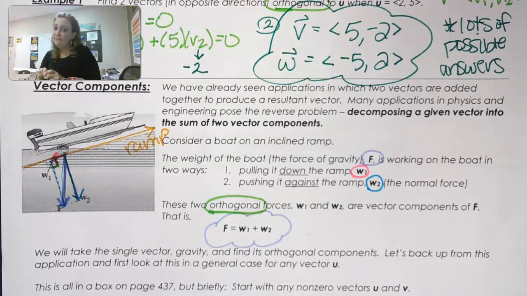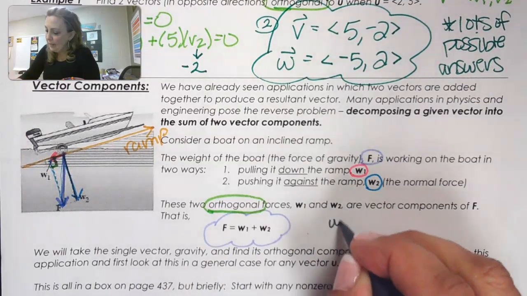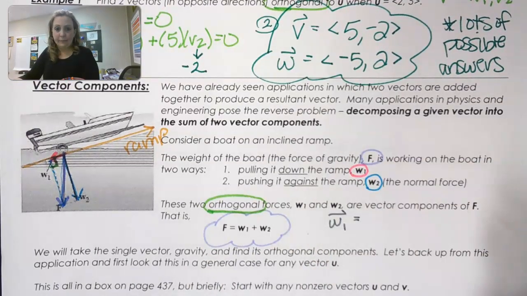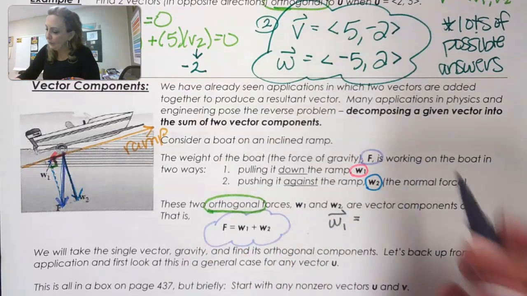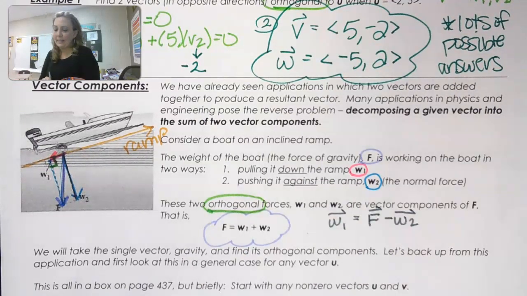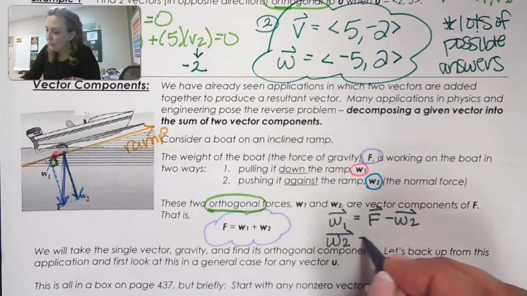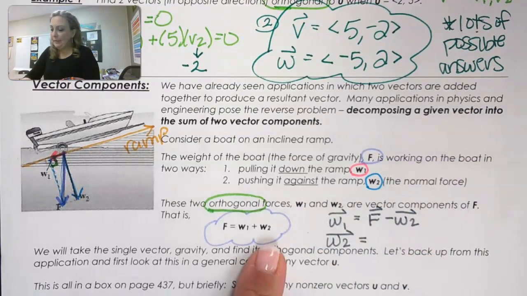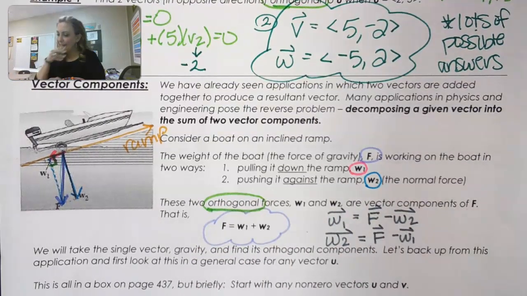Now, just a little fun fact, if F is W1 plus W2, then what would W1 be? We'll just play around with this and isolate W1. We could subtract W2 from both sides, and say that W1 is F minus W2. We can do the same thing if we wanted to know what W2 was. We can isolate W2 by subtracting W1 from both sides, and we can say that W2 is going to be vector F minus vector W1.